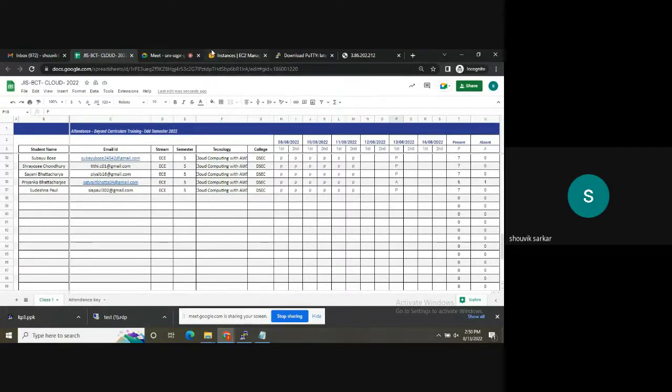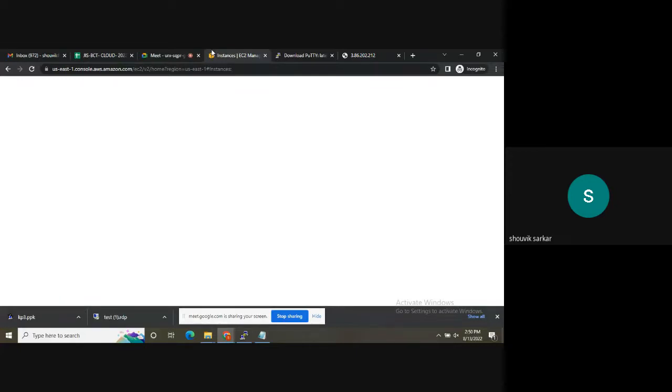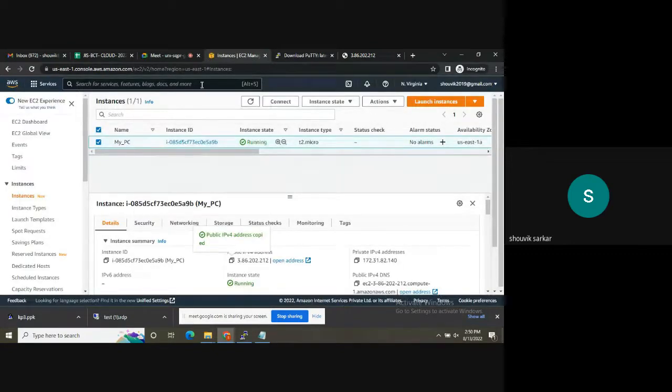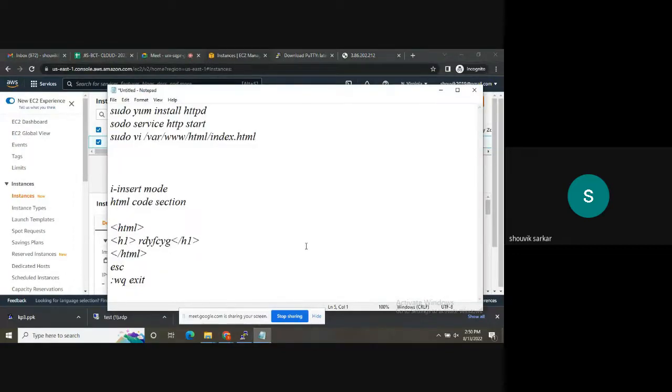Okay, let's go with our topic. So we already created a Linux-based server, and for a Linux-based server, these are the commands we use. So if we go with this command, first thing is that if you check, we use sudo yum install httpd.